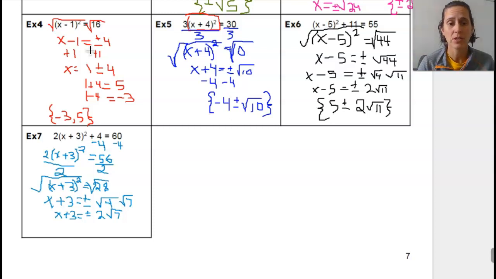So you subtract 3 and you get x is equal to negative 3 plus or minus 2 times the square root of 7. So you get, again, negative 3 plus or minus 2 radical 7 in solution 7.